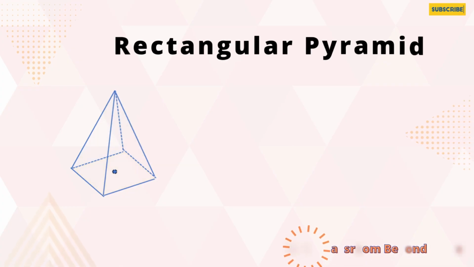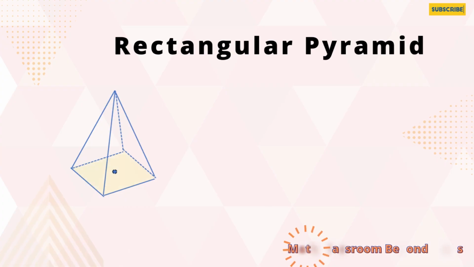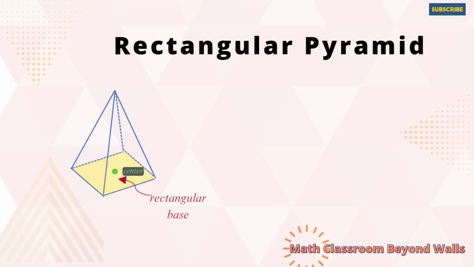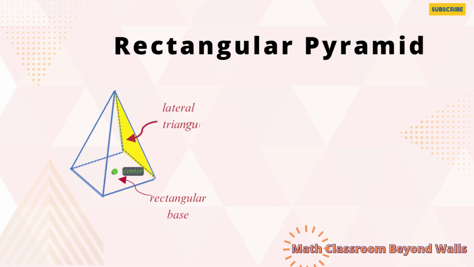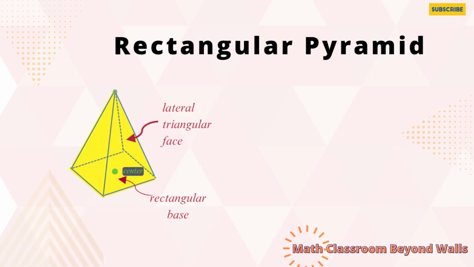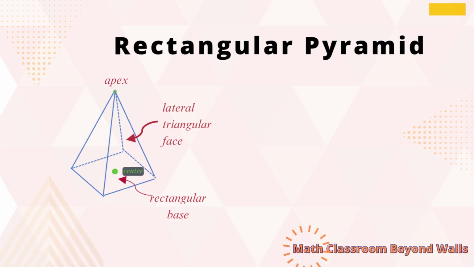Look at the figure that we have here, learners. This is a rectangular pyramid. It has only one base, which is a rectangle with its center. Because there are 4 sides of the rectangular base, there are also 4 lateral triangular faces. The triangular faces converge at a common point at the top. This point is the vertex or the apex of the pyramid.